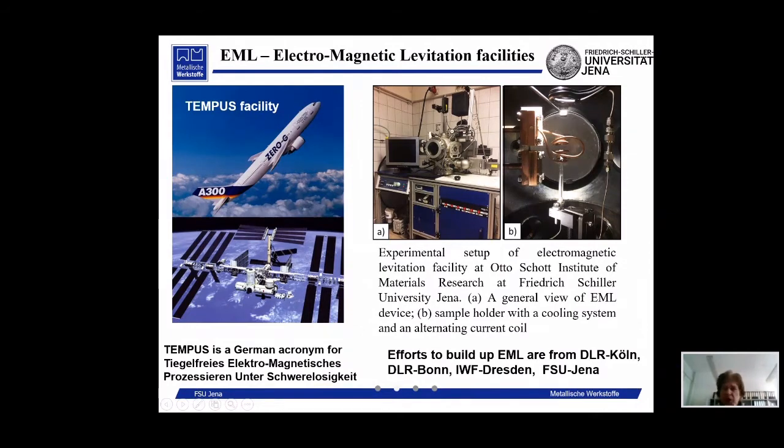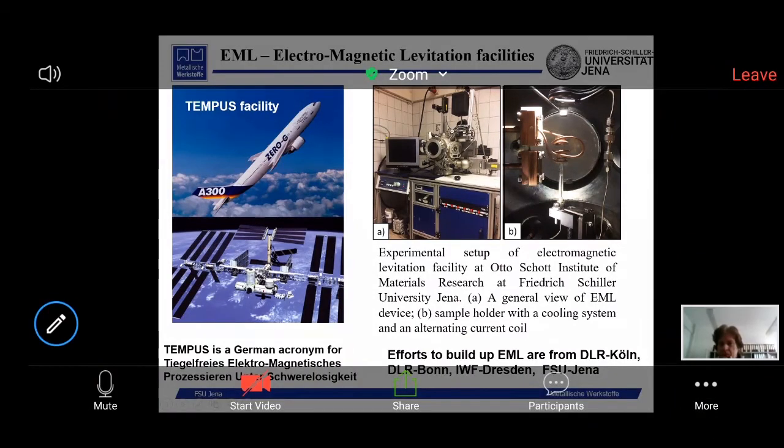Wie heißt Spule auf English? Coil. Coil, right.